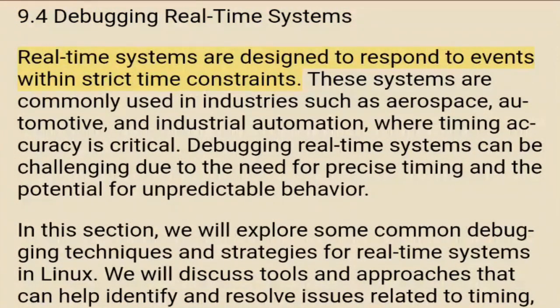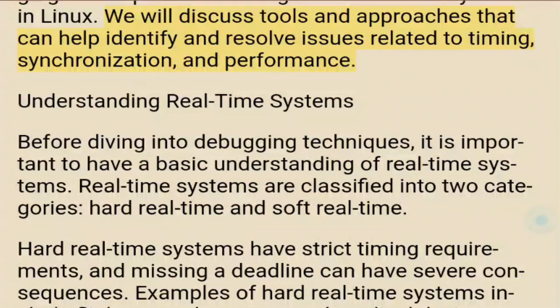Real-time systems are designed to respond to events within strict time constraints. These systems are commonly used in industries such as aerospace, automotive, and industrial automation, where timing accuracy is critical. Debugging real-time systems can be challenging due to the need for precise timing and the potential for unpredictable behavior. In this section, we will explore some common debugging techniques and strategies for real-time systems in Linux. We will discuss tools and approaches that can help identify and resolve issues related to timing, synchronization, and performance.